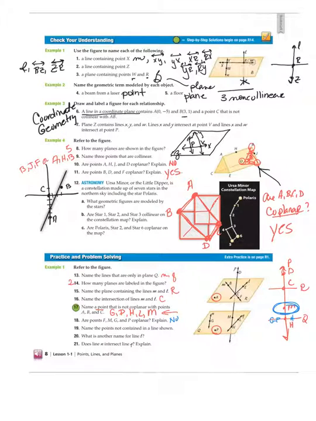What's another name for line T? For line T up there, here's T. It's either CE or EC, and put the little house on top.